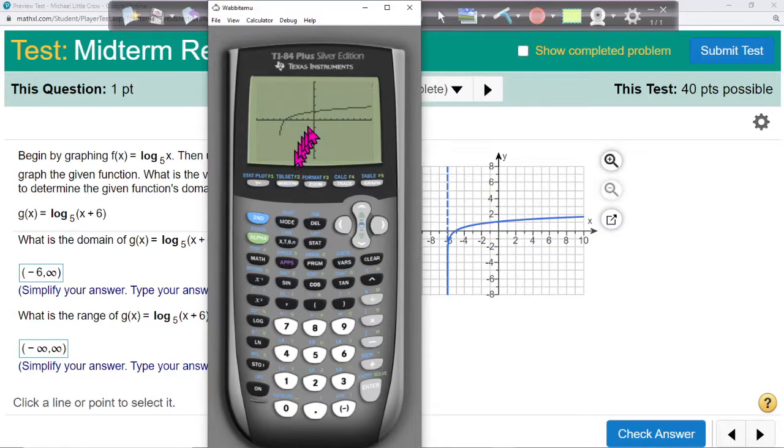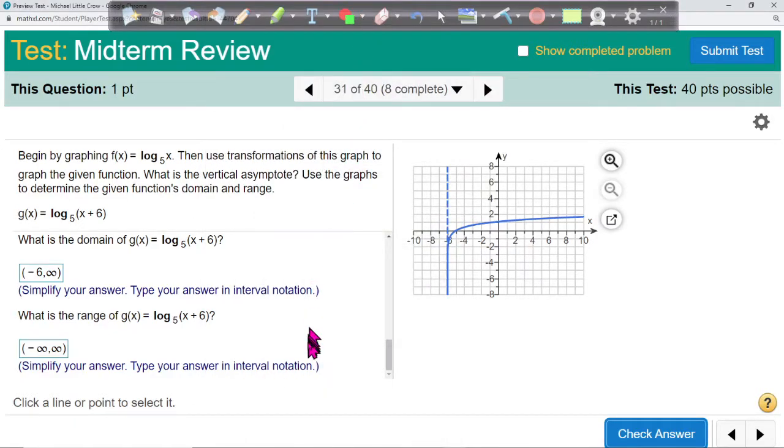That's exactly what's happening. 1, 2, 3, 4, 5, 6 is where the vertical asymptote is. And if you come here and look at your table, watch what happens at -6. We get our error. It's undefined at -6 and anything below there. So that also helps you spot the domain this way. You use your tools.